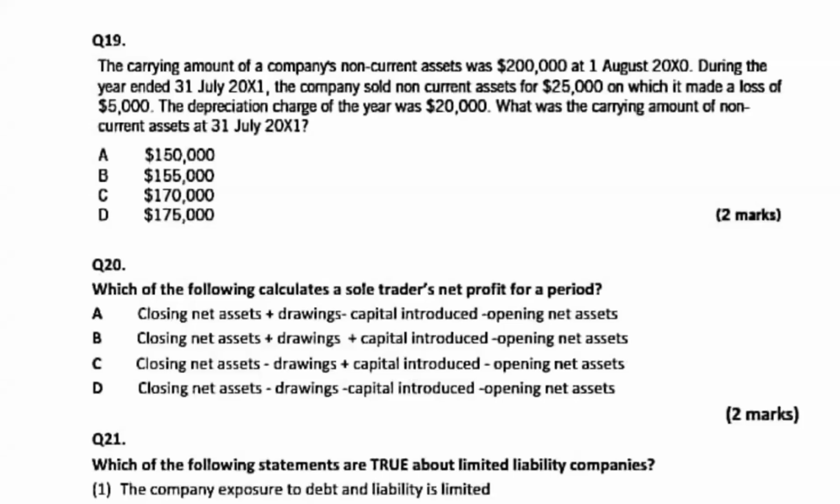At August 1st, 2010. During the year ended 31st July 2011, the company sold non-current assets for $25,000 US, on which it made a loss of $5,000 US. The depreciation charge of the year was $20,000 US. What was the carrying amount of the non-current assets as at 31st July 2011?